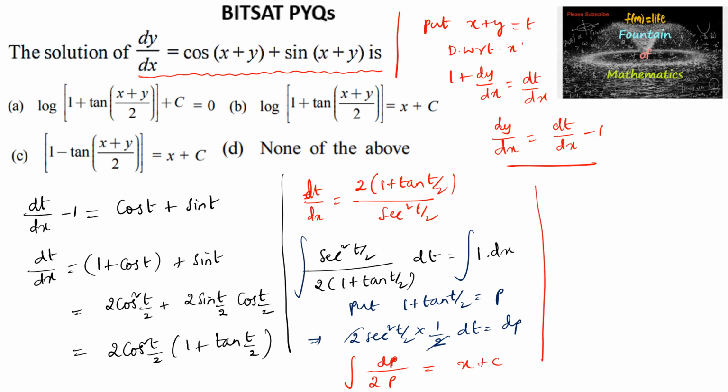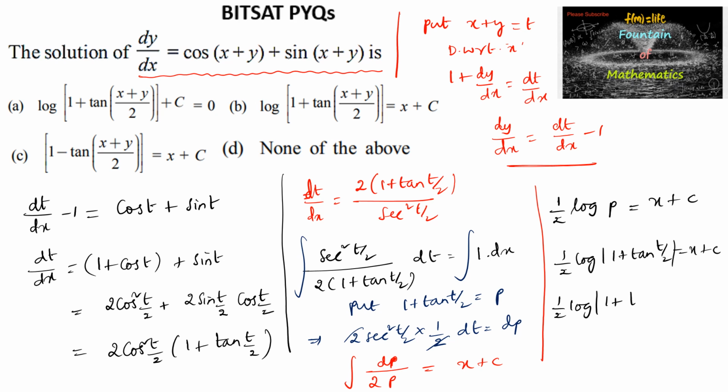So 1 upon 2 integration dp upon p is 1 by 2 log p is equal to x plus c. So we can write 1 by 2 log p is nothing but 1 plus tan t by 2 is equal to x plus c, or we can write 1 by 2 times log 1 plus tan t is nothing but x plus y. So we can write tan of x plus y by 2 is equal to x plus c.